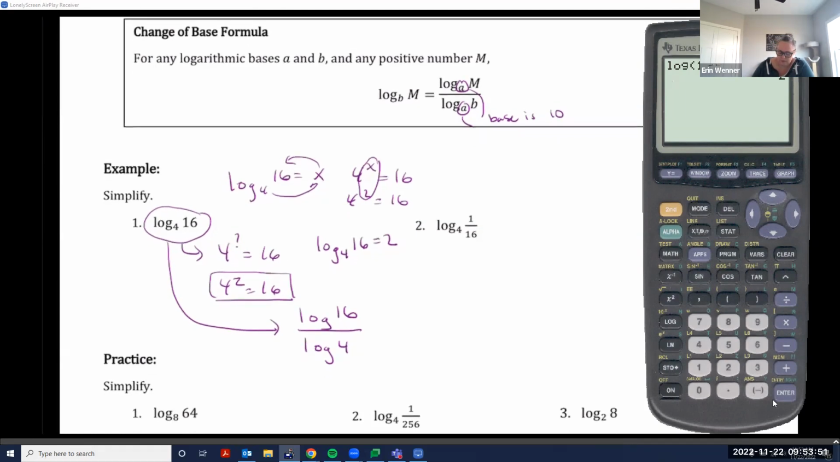In number 2, I've got log base 4 of 1/16. If I'm going to plug this into my calculator, I'm going to do log of 1 divided by 16 in the numerator, divided by log of 4 in the denominator. Again, this is just allowing us to evaluate these logs so that we can come up with an answer. So I want you to try plugging this in and tell me what you get.